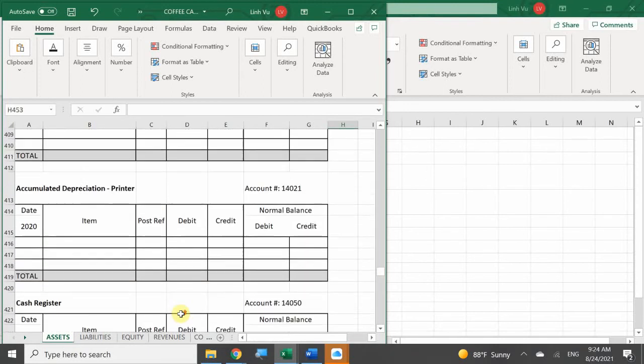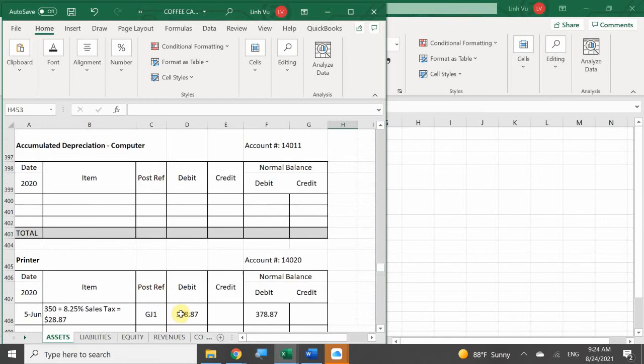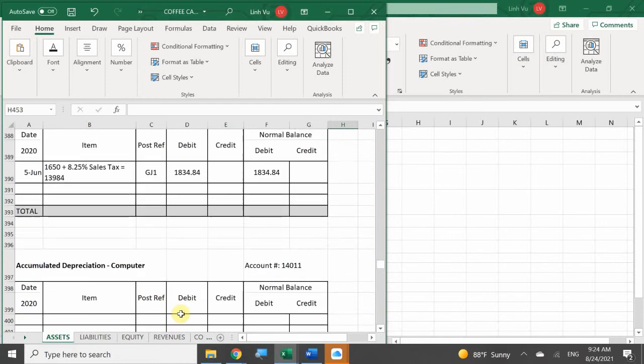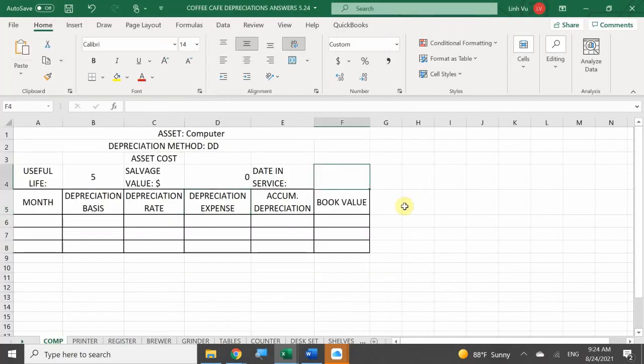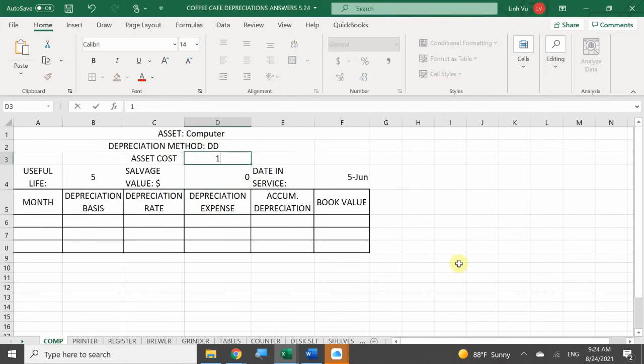Okay, so it should be a couple tables above. Here we are. Here's the computer. When did we place it into service, and how much did we buy it for? June 5th and 1834.84. Yes.